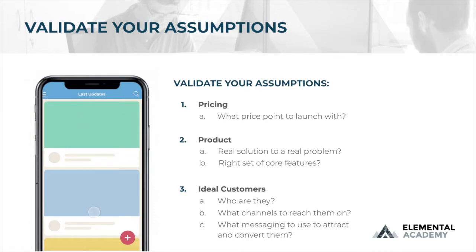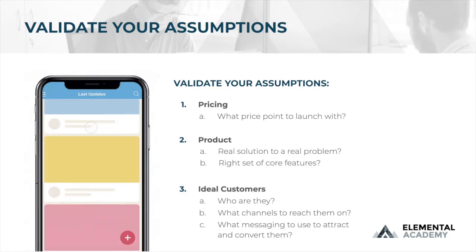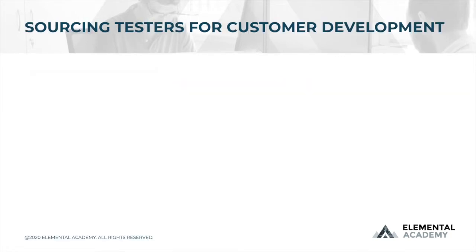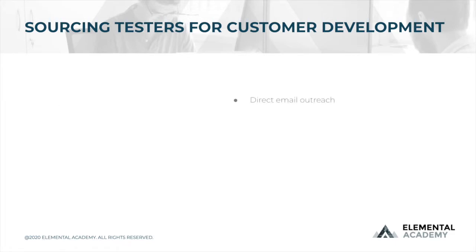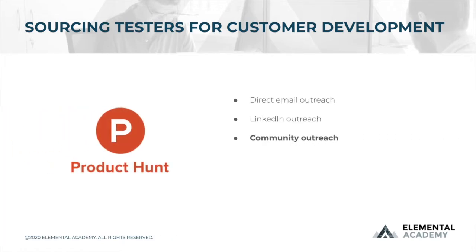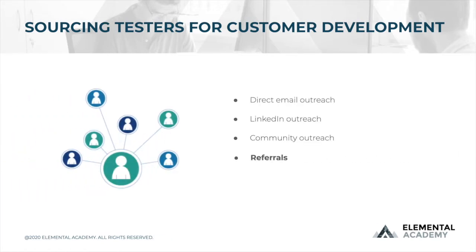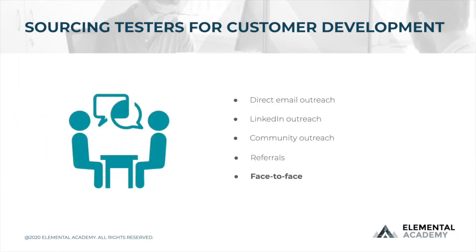You might be wondering where you can find those early adopters to get feedback from. There are actually several channels you can use to source them. Some of them would be direct email outreach, it can be outreach on LinkedIn, it can be engagement in communities, it can be referrals from your colleagues or your friends, or it can just be talking to someone at a coffee shop and having a face-to-face conversation with them.